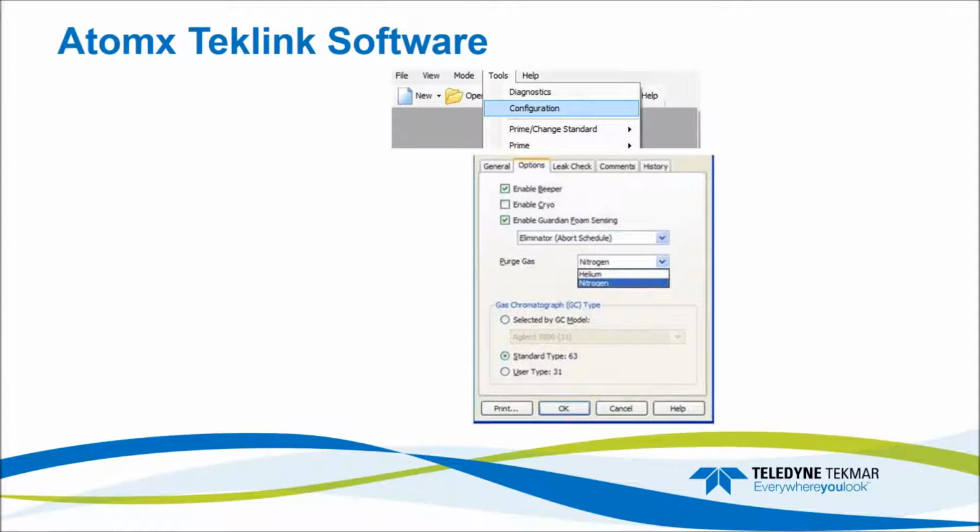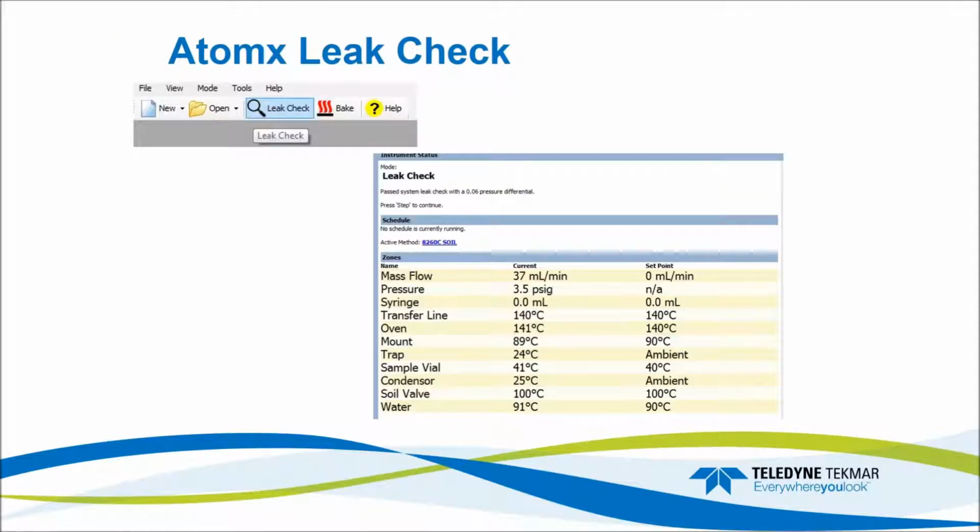And again, that mass flow controller is calibrated for either one of those gases. So if we choose nitrogen, we know that we're going to get 40 mLs per minute of nitrogen, not some equivalent that would be based off of what you would get with helium. Similarly, leak checking is very simple.